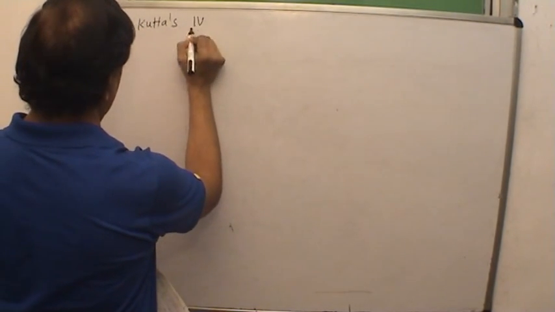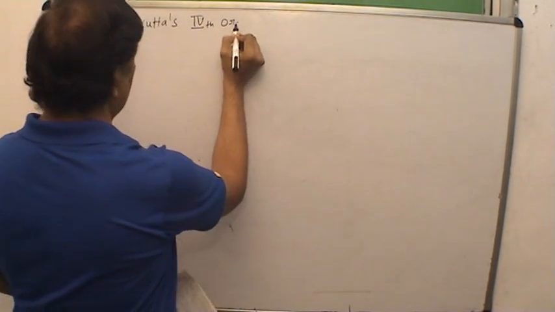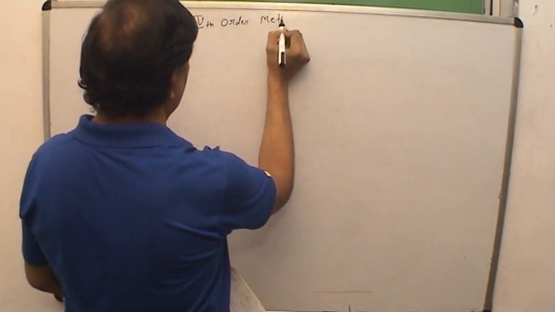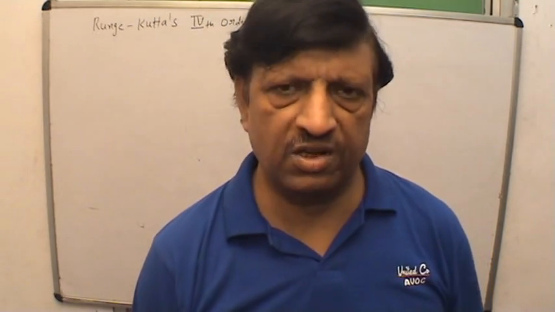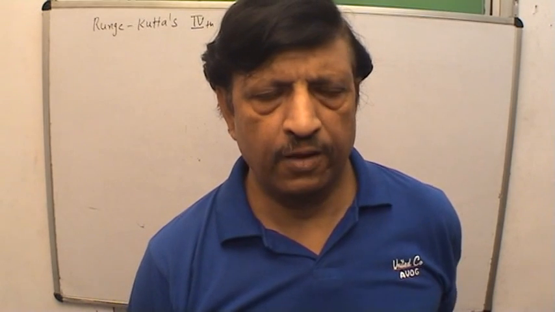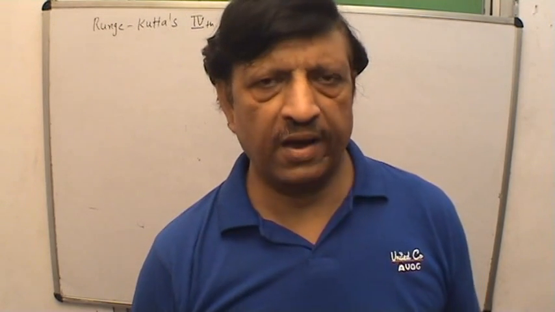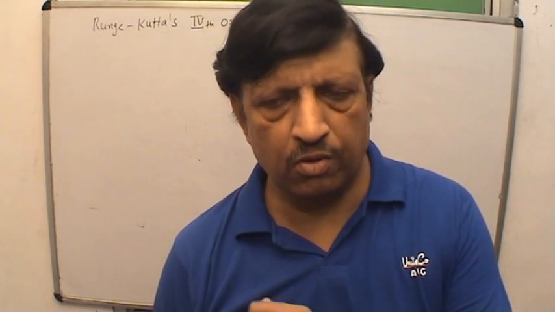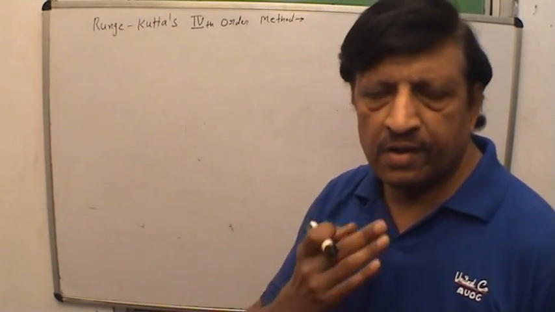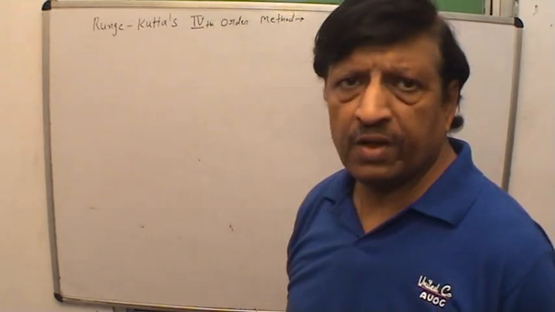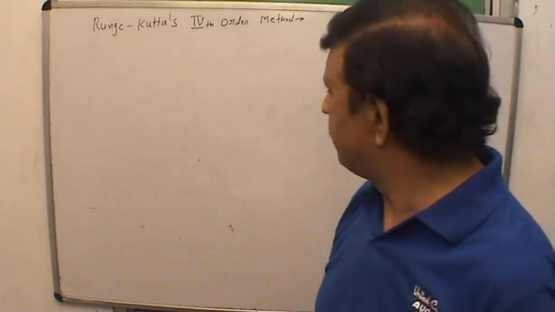Runge-Kutta's fourth order method. We are discussing the Runge-Kutta's fourth order method. This method is also for the same differential equations. Any differential equation we shall discuss can be solved by either Euler's method or the Runge-Kutta's fourth order method. The objective is the same again. The difference is the accuracy of the results.